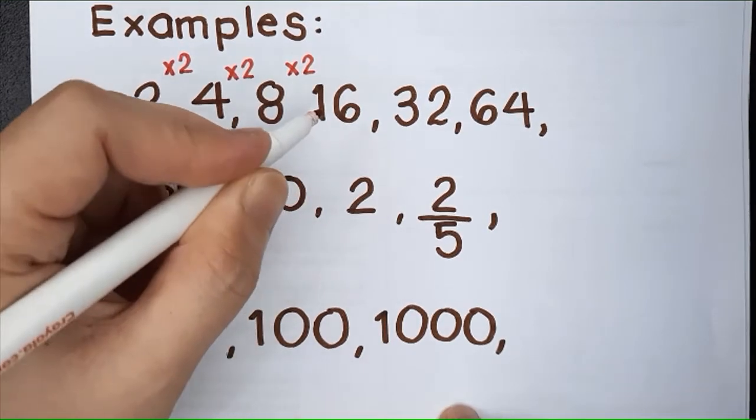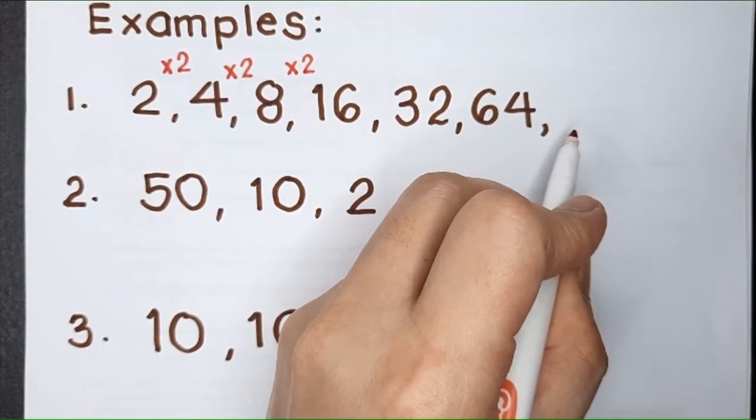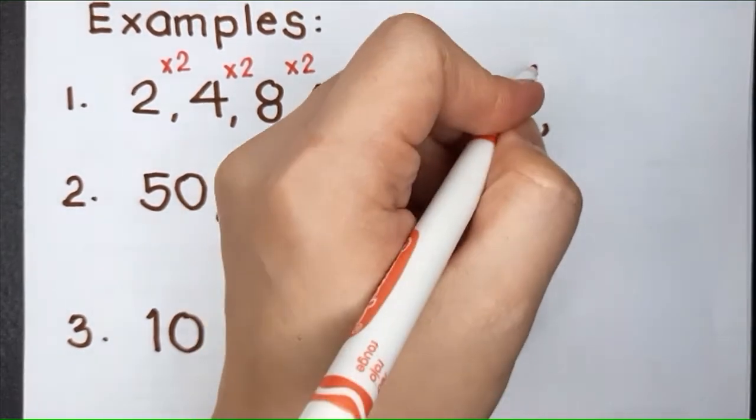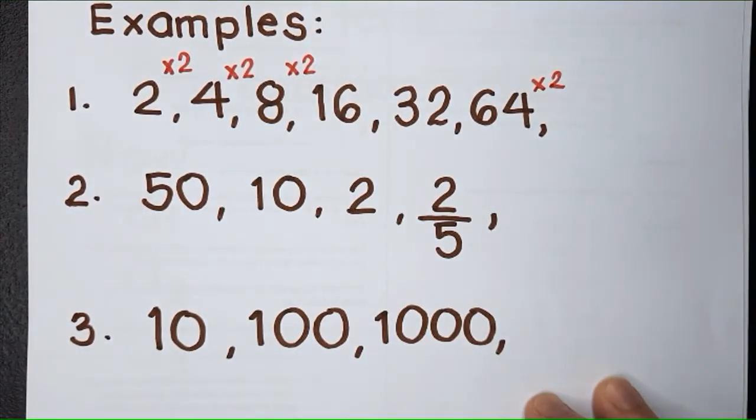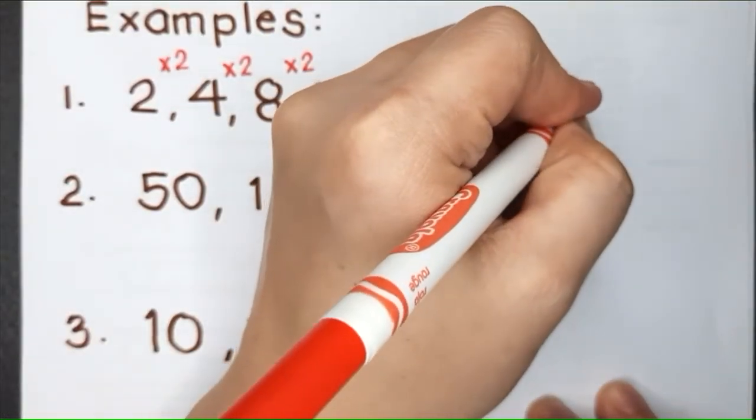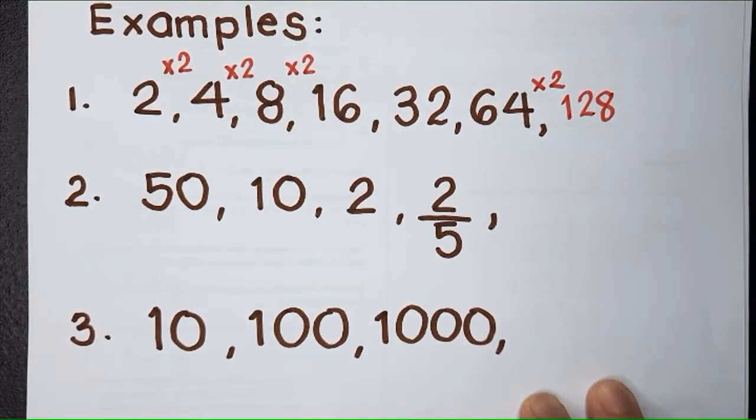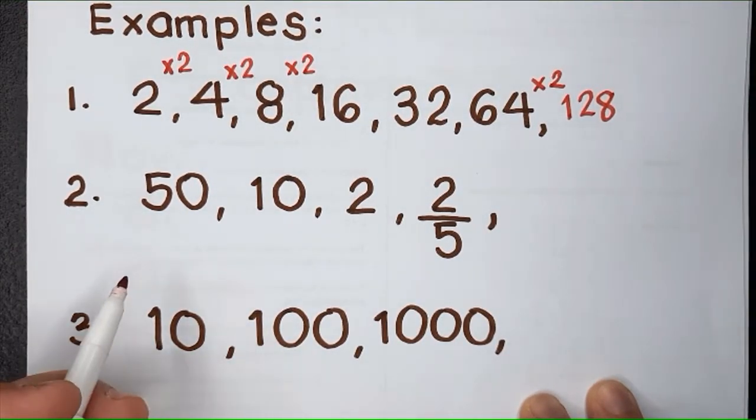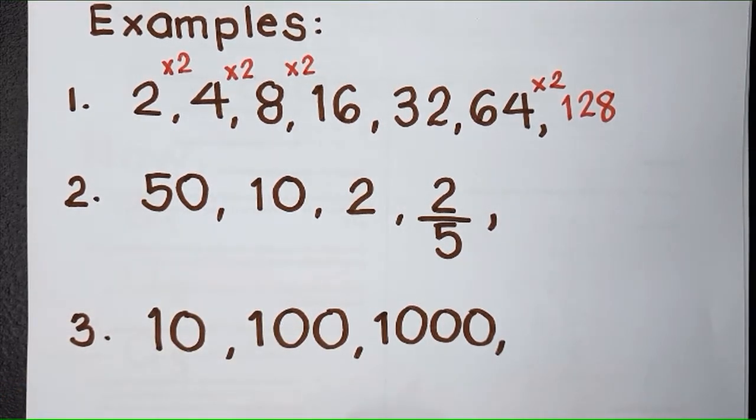Okay? So if I ask you, what will be the next term here? It will be 64 times 2. And what do you get? You will get 128. Diba? What about the second example? How do you get the next term? What do you do?